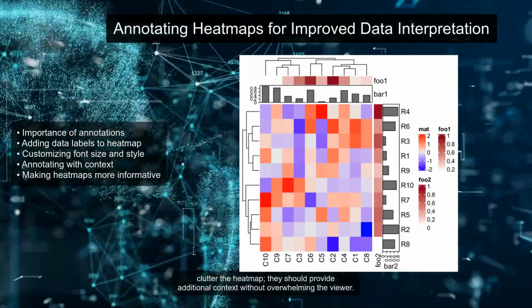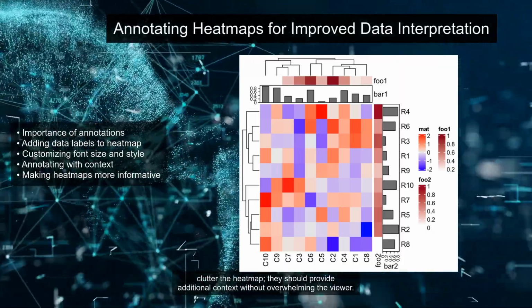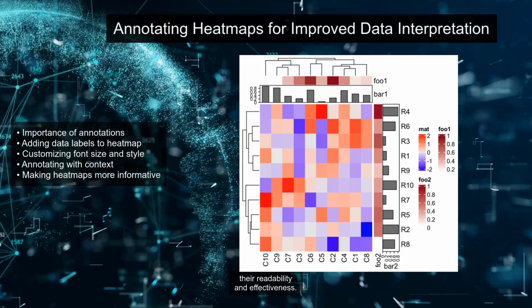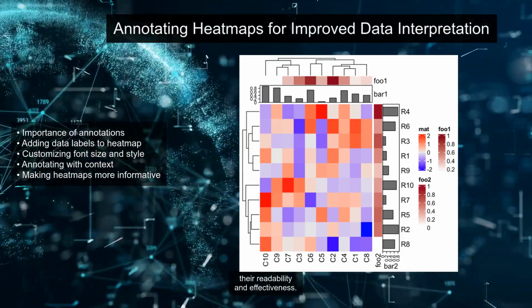It's important to ensure that annotations do not clutter the heat map. They should provide additional context without overwhelming the viewer. In this section, we'll discuss best practices for annotating heat maps to improve their readability and effectiveness.